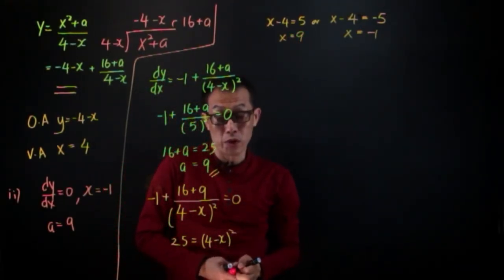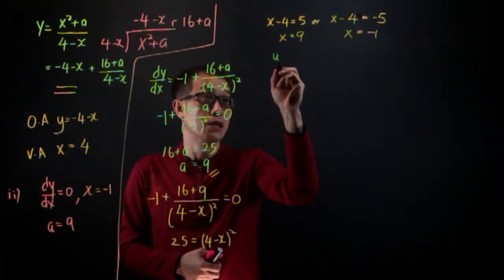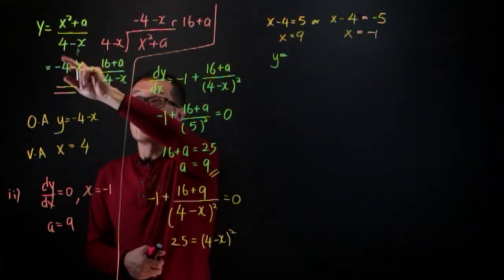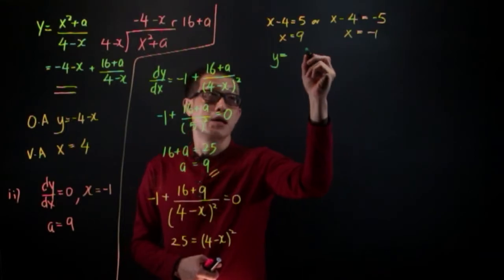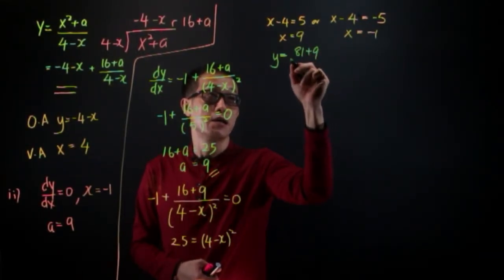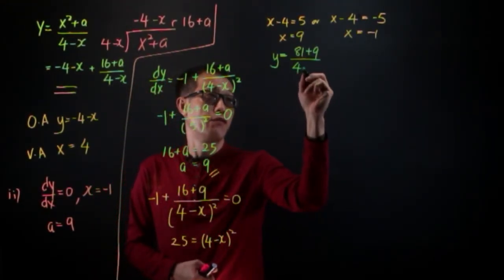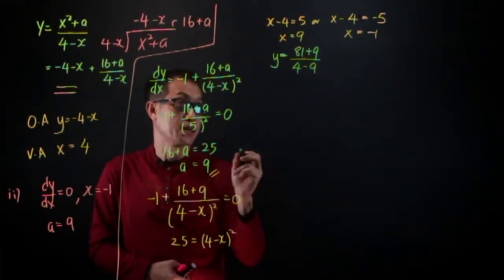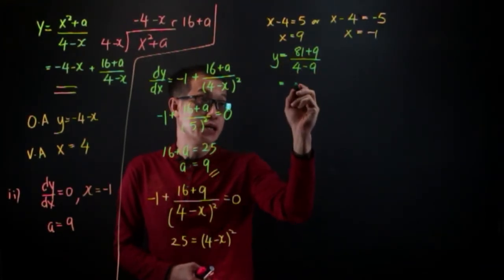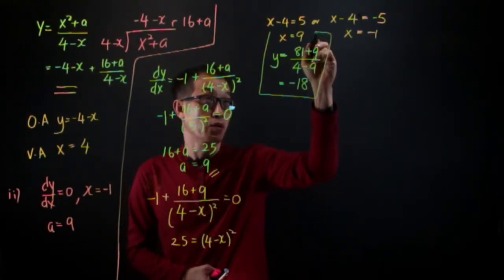Now these are the x coordinates of the turning points. Now for the y coordinate, it's very simple. You put 9 into this equation over here. And you have 81 plus 9, because we already showed that a is equal to 9, over 4 minus 9. And what will you get? You got minus 5 here, 90 here, so you got minus 18. So there's one pair of the coordinates.